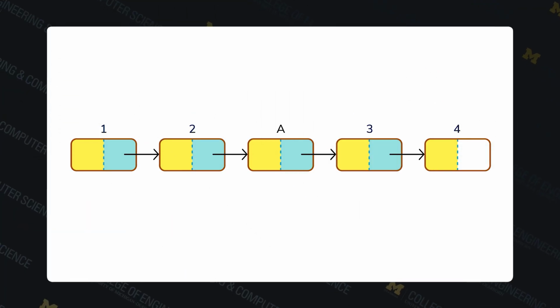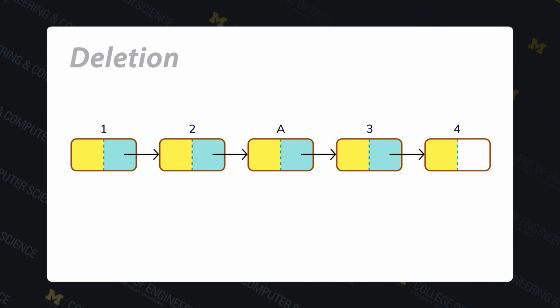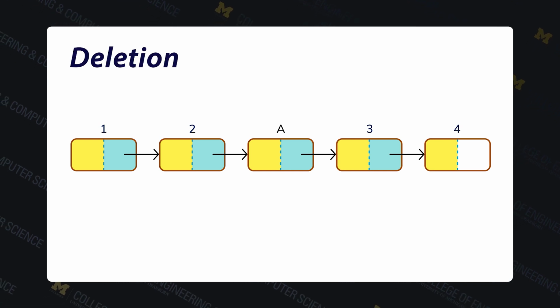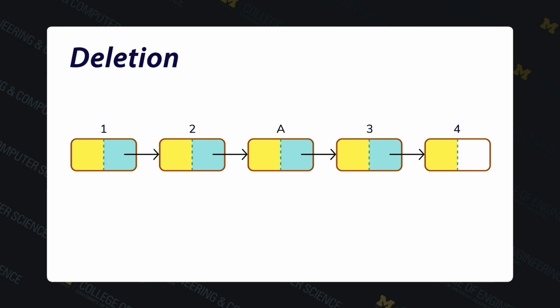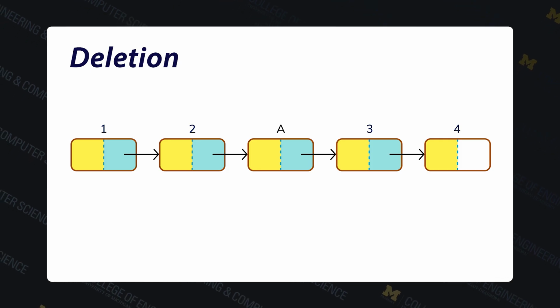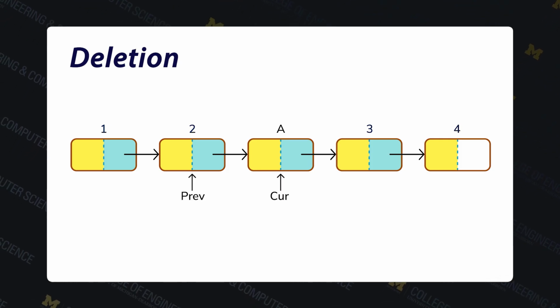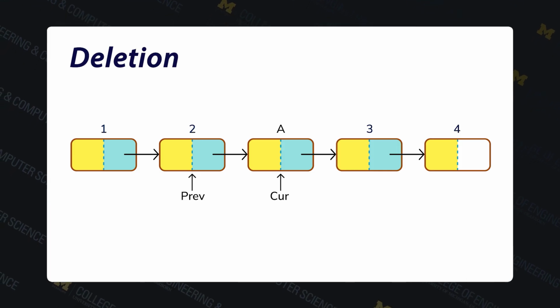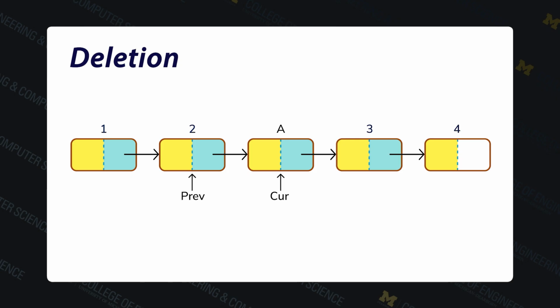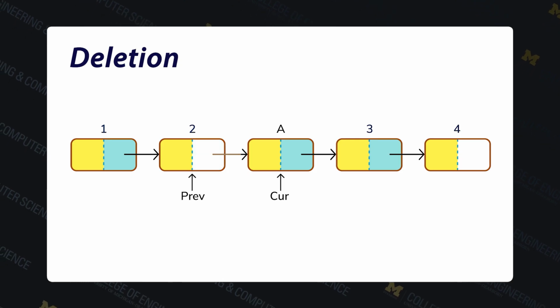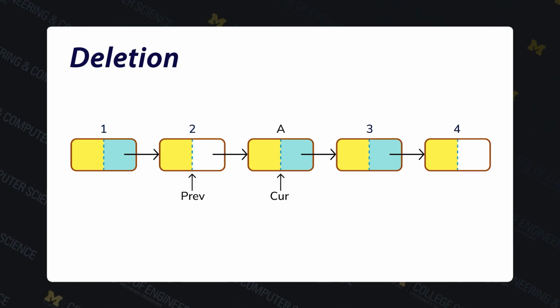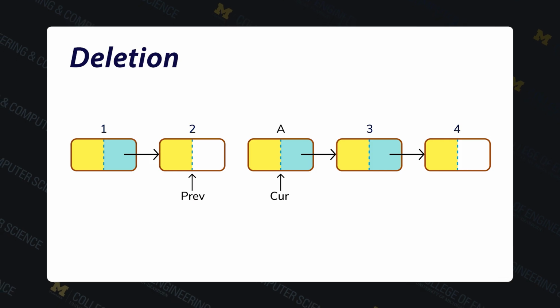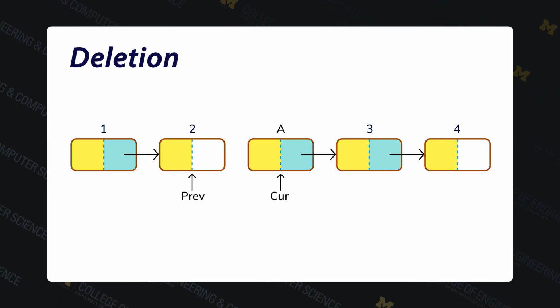Now, we want to delete node A from the linked list. We'll initialize the previous pointer to point to node 2, and initialize the current pointer to point to node A. First, we want to delete the link from node 2 to node A. We want to reassign that next pointer to point to node 3.